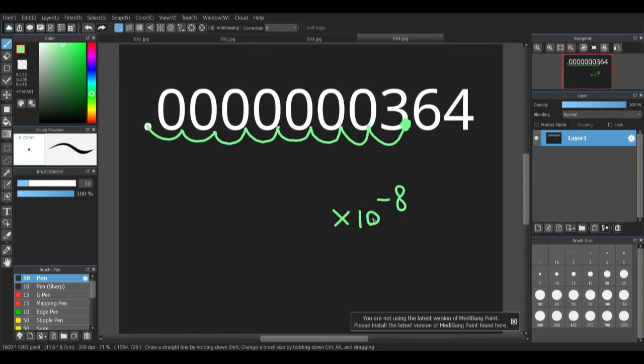And now the last thing we need is our coefficient, which will be the 3.64, because this number had 3 significant figures, so our coefficient must also have 3 significant figures.